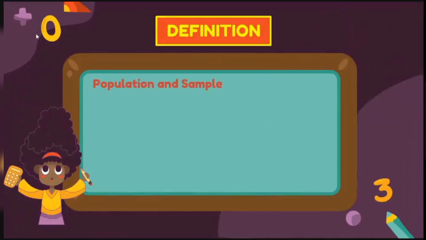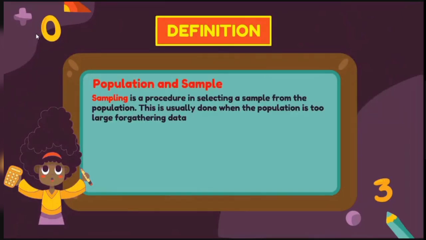Next, for this part, we have sampling. Sampling is the procedure of selecting a sample from a population. This is usually done when a population is too large for gathering data. Going back to our problem, I have 90 students, and from those 90 students I will only select 20 students. So I will apply different techniques on how I can get 20 students out of 90 students.